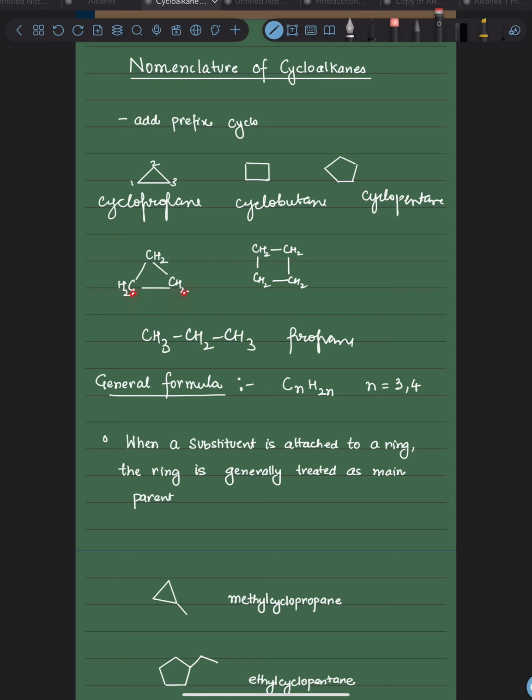Now, if you compare this, which is cyclopropane, with the open chain structure of propane, you can see that the number of hydrogens in the cyclic structure is less as compared to the open chain structure, right? There are 8 in the case of propane and there are 6 in cyclopropane. So the general formula for cycloalkanes is CnH2n. For cyclopropane, n is 3. When n is 4, we call it cyclobutane, etc.